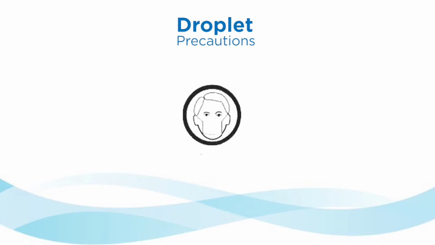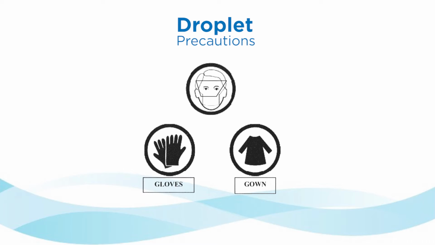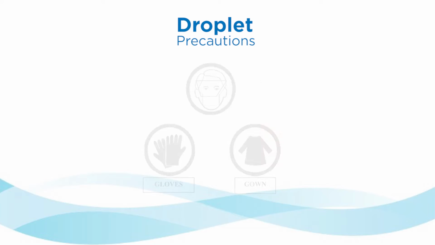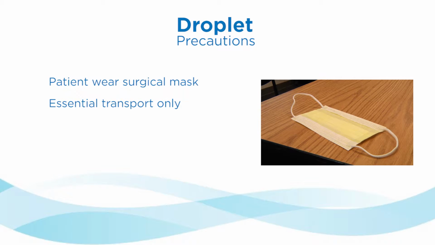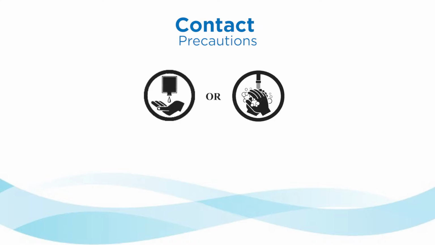For patients in droplet precautions, please make sure that you wear a mask upon entering the room. For flu, an N95 or PAPR is recommended for aerosol generating procedures. If contact with secretions is likely, use an eye cover as well as a gown and gloves. When transporting patients who are in droplet precautions, please be sure that they use a surgical mask. Common conditions which may require a patient to be in droplet precautions include influenza, also known as flu, meningitis, and pertussis.